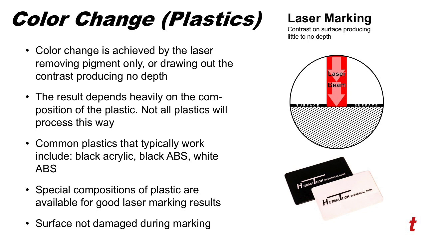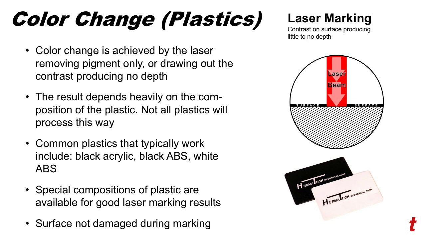The next is color changing plastic. Laser marking on plastic produces a contrast on the surface, producing little to no depth. The color change is achieved by the laser removing pigment only and drawing out the contrast, producing no depth at all. The result depends heavily on the composition of the plastic.